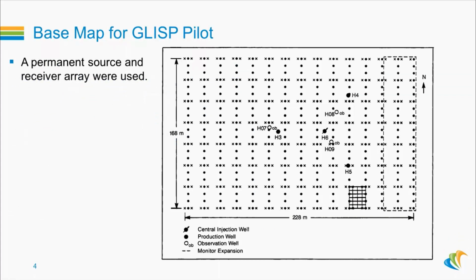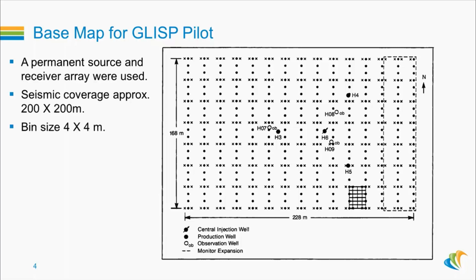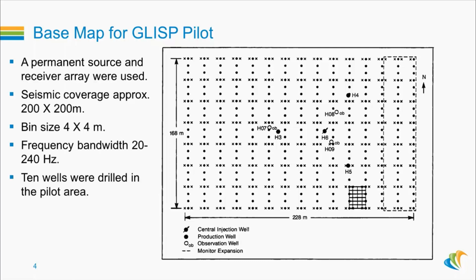So this shows the base map for the survey, and the reason it was such a good high-quality survey is they used a permanent source and receiver array. It was all actually buried in the ground, so it made for very reproducible and excellent data. The seismic coverage was approximately 200 meter by 200 meter square. That made a bin size of 4 meters square. And the frequency bandwidth was very wide, from 20 hertz to 240 hertz. And also 10 wells were drilled in the pilot area.